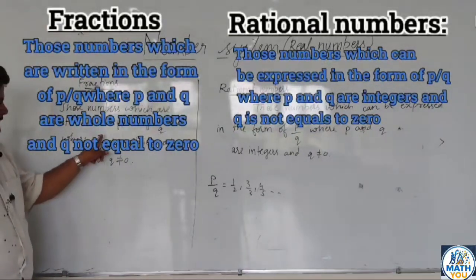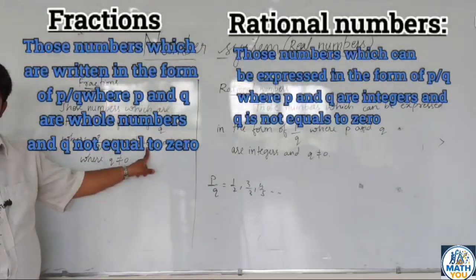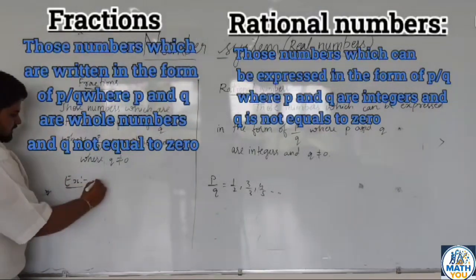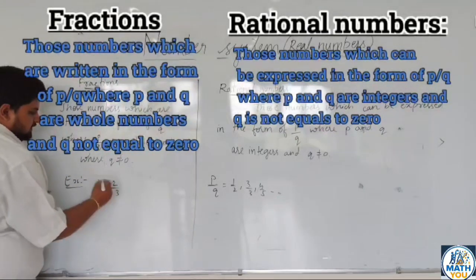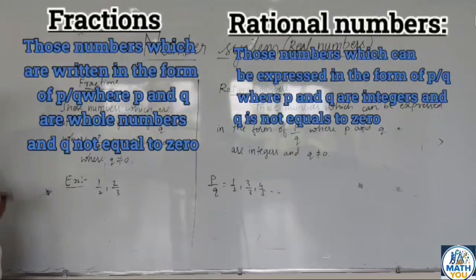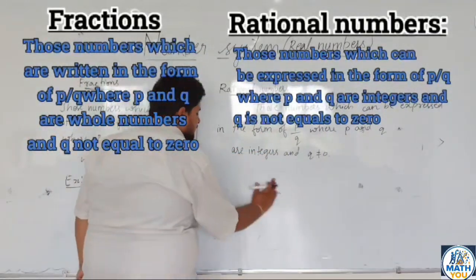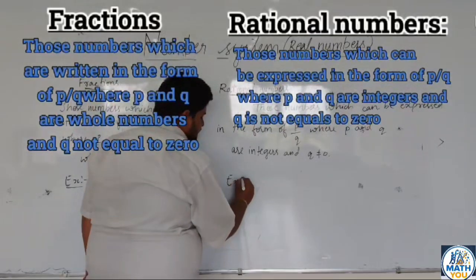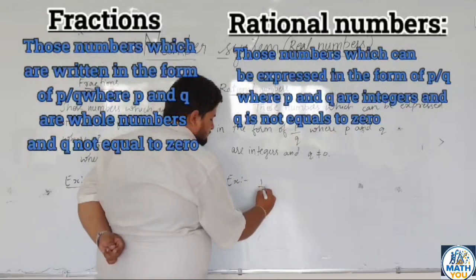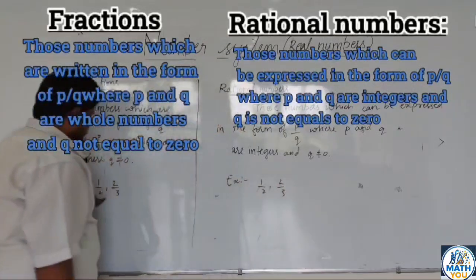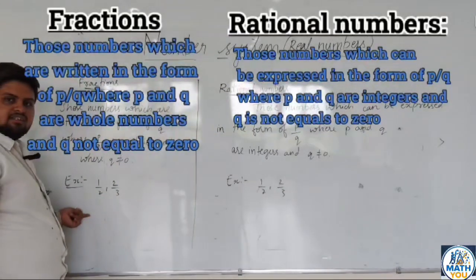Here p and q should be whole numbers. That means, for example, you can take 1/2, 2/3. Here p and q are integers. P and q are integers. So here you can take the examples of 1/2, 2/3. Both examples are same.